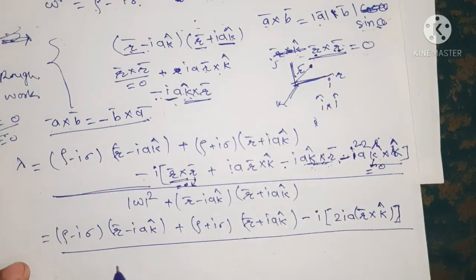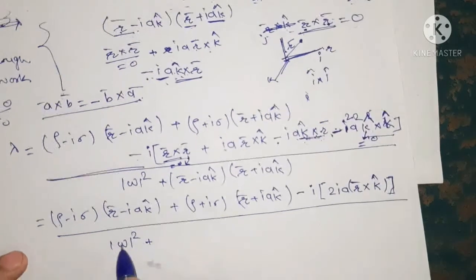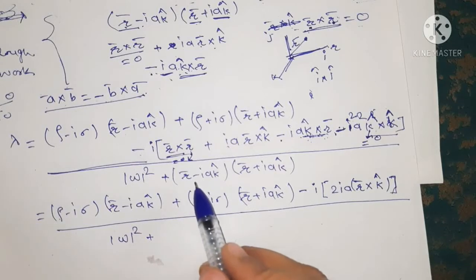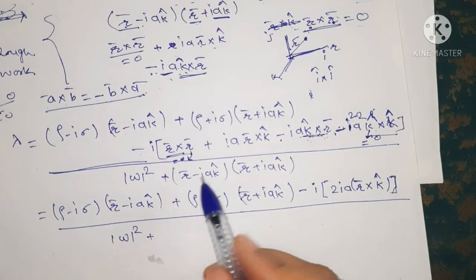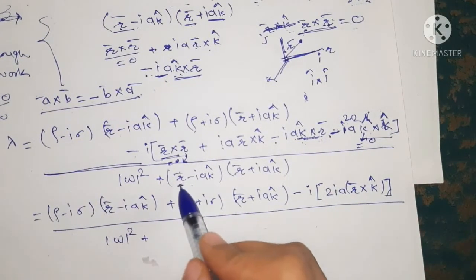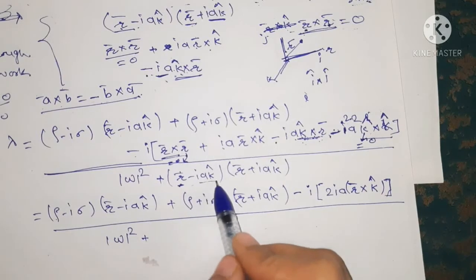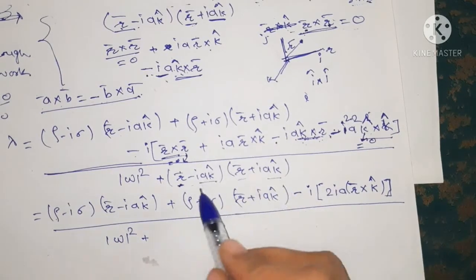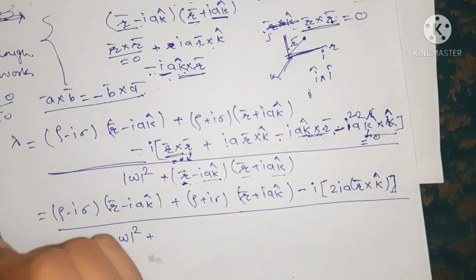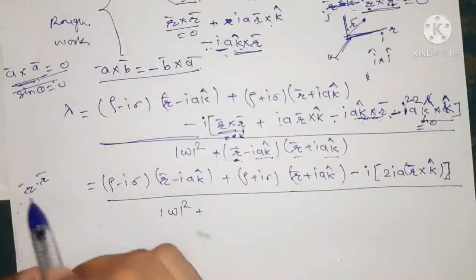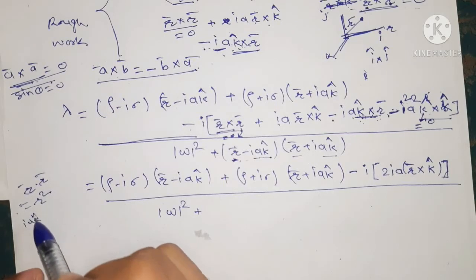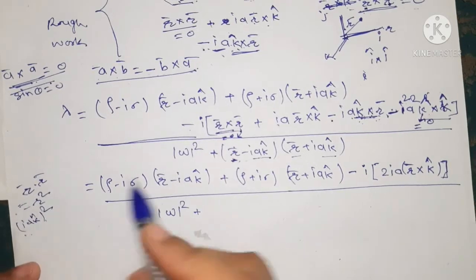Now in the denominator we have mod of omega square plus, now we open this bracket. So here we have the simple product. This r bar is our real quantity, and this is our imaginary quantity. This is real and this is imaginary. So here the a minus b, a plus b formula we can apply. So r bar into r bar will be equal to r square, and I a cap whole bracket square will be equal to minus a square.